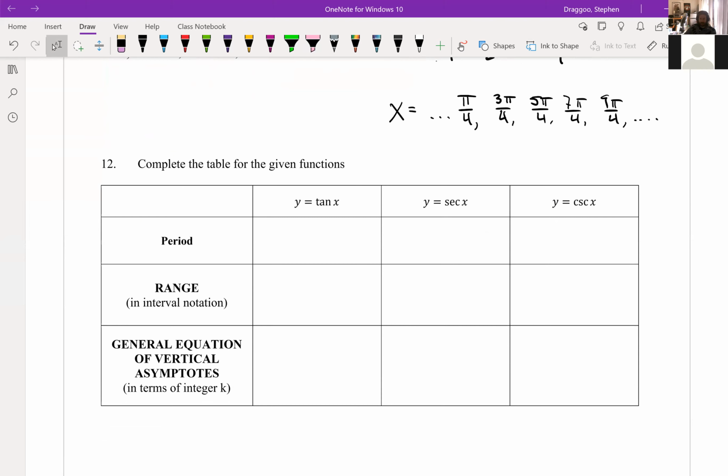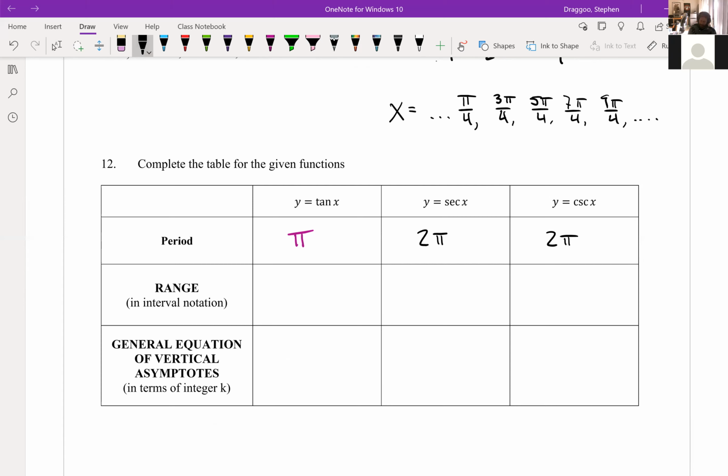Up next, complete the table for the following functions. The period, the range, and the general equation of vertical asymptotes. Well, let's start with the period for each of secant and cosecant. They should both have a period of 2 pi. But don't forget that tangent and cotangent both have a period of just pi. Right, tangent, cotangent repeats the same cycle every half circle rather than needing to go around a complete circle. So they have a smaller period, in fact, exactly half the period of the other four trig functions.